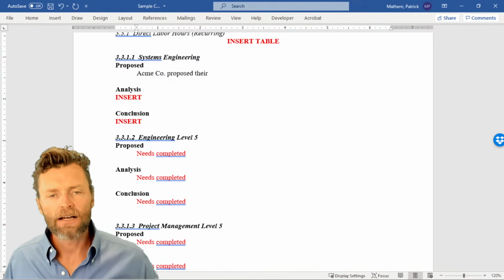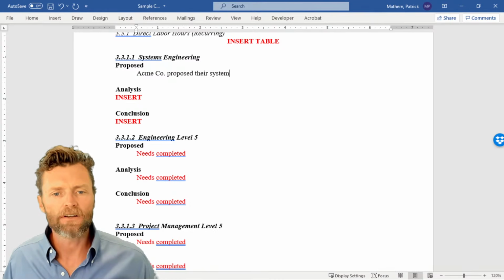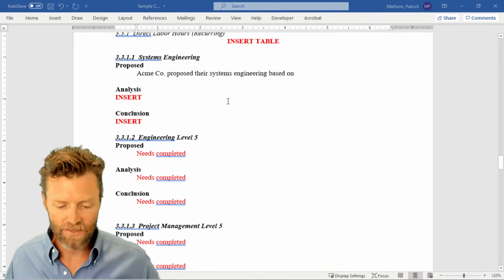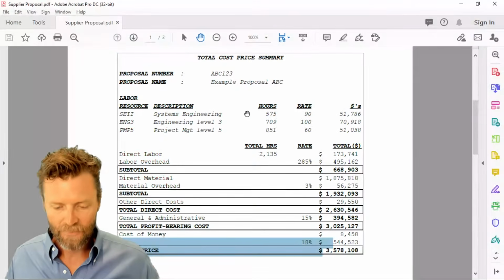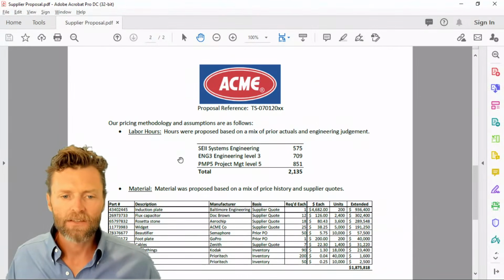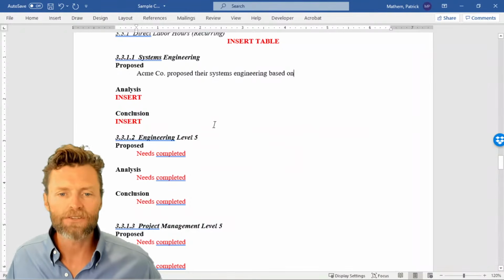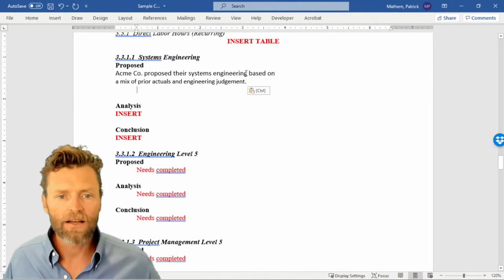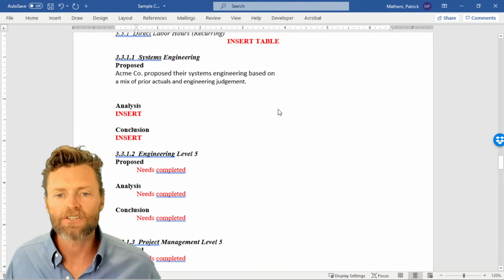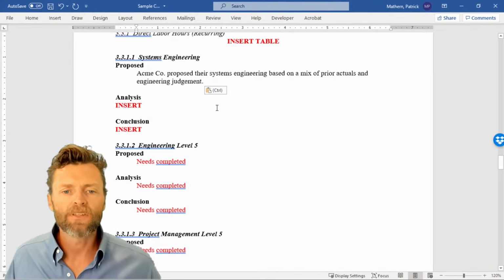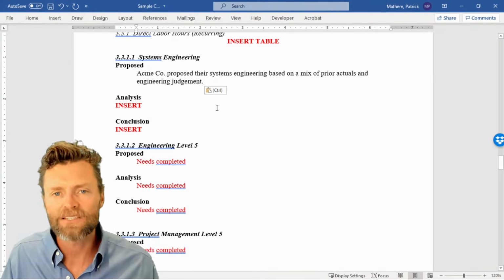proposed their systems engineering based on, what do they base it on? So let's go to their proposal and look at their systems engineering. Their labor hours were based on a mix of prior actuals and engineering judgment. Okay, so that doesn't tell me a whole lot, but I'm going to use it based on a mix of prior actuals and engineering judgment. Okay, so I know what their basis of estimate is.